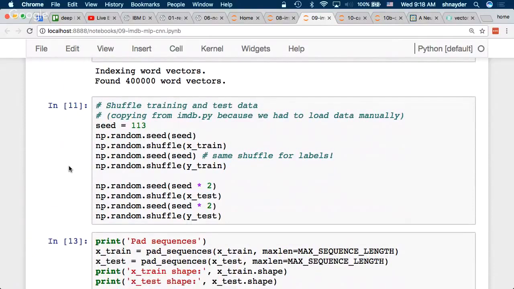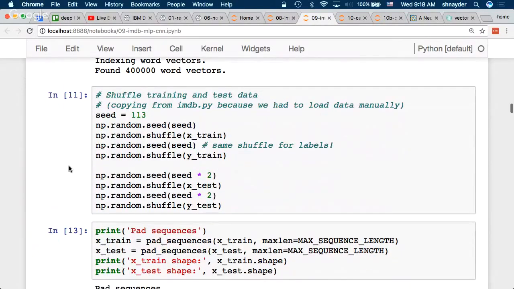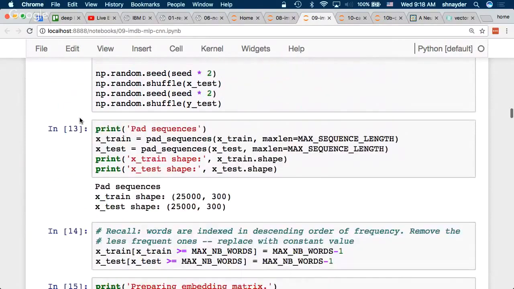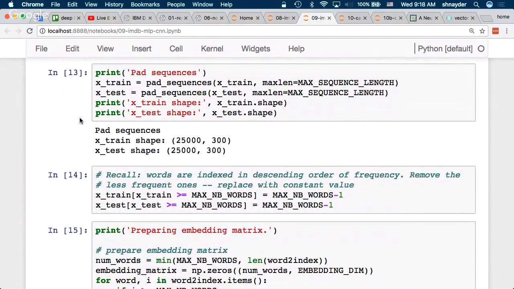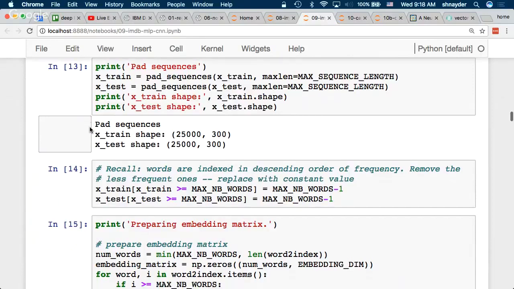We're not going to use all of them, right? We're going to only use 20,000. So we need to do some shuffling because of that bug in Keras. There's a function called pad_sequences. You tell it, here are my 25,000 examples, please make each of them fixed length. And so that's what it does. Now we have 25,000 by 300. These are still just one number for each word, so we haven't done the embedding yet.